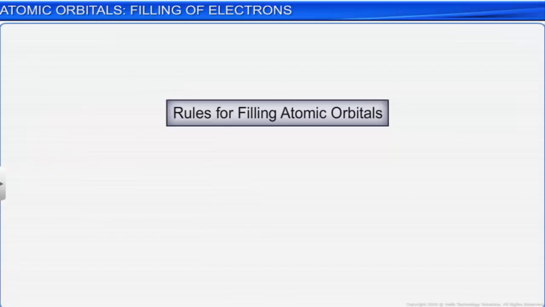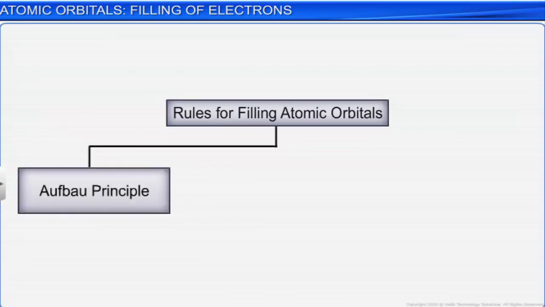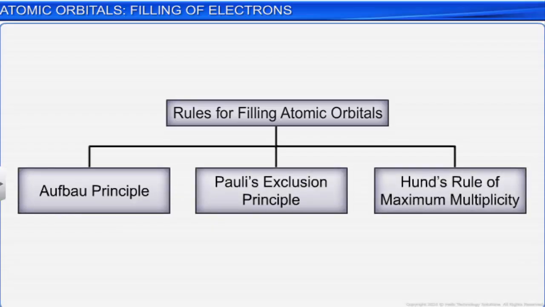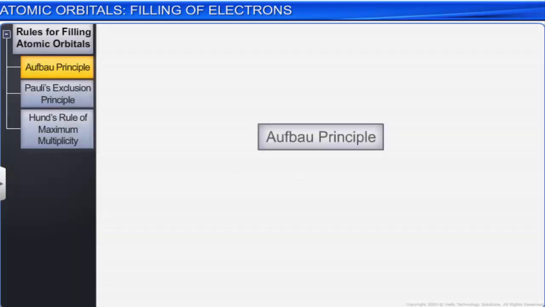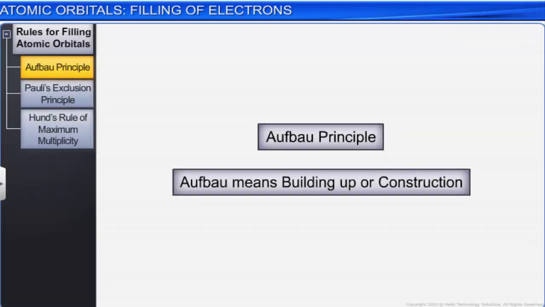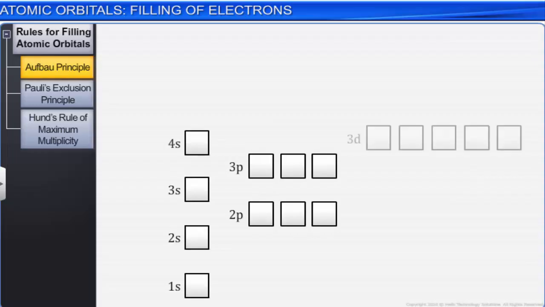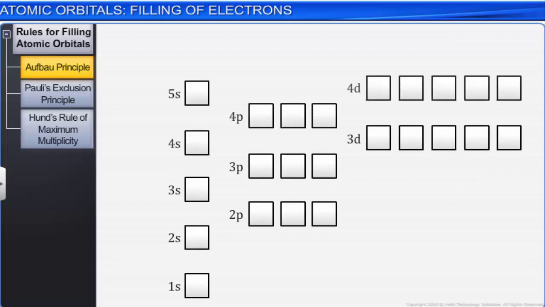The filling of electrons into the orbitals of an atom is governed by the Aufbau principle, Pauli's exclusion principle, and Hund's rule of maximum multiplicity. Let us start with Aufbau principle. Aufbau is a German word which means building up or construction. Here, building up refers to the sequence in which the electrons enter into various atomic orbitals.